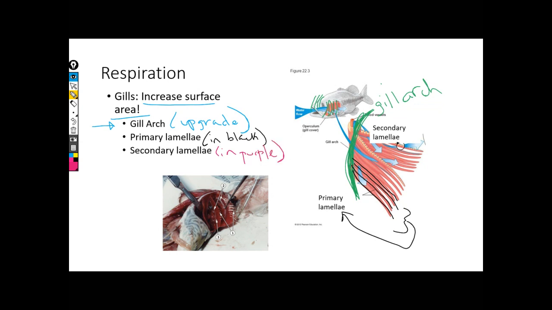So if we imagine our primary lamellae being like long fingers coming straight out of our gill arch, our secondary lamellae then are like hairs on the fingers. And they would be everywhere all alongside them. Trying not to clutter the drawing too terribly much, also because my drawing skills are questionable. So on the actual image, these would be like the lines that they have.